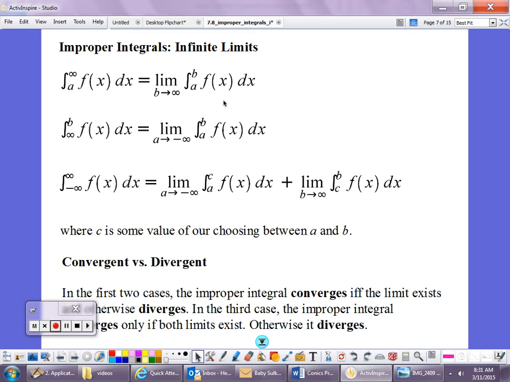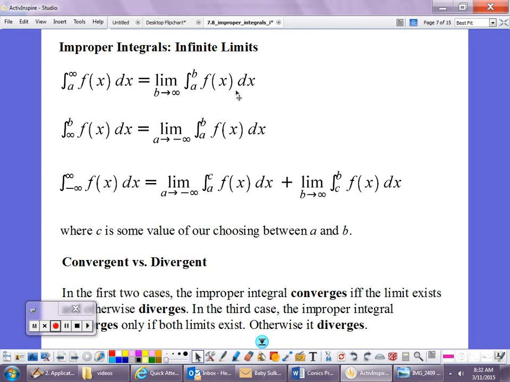And you can see these are the three kinds of cases we're going to deal with. One is where the endpoint of the integral is not finite, so the integral from a to infinity of f of x dx. What we're going to do is call that endpoint b, and take the limit as b goes to infinity of the integral from a to b of f of x dx.